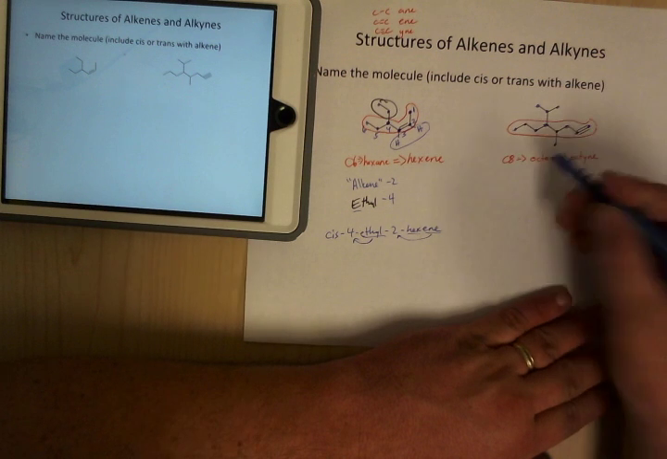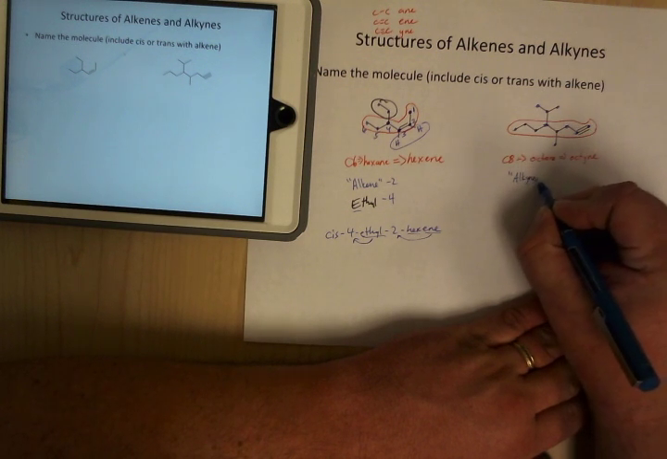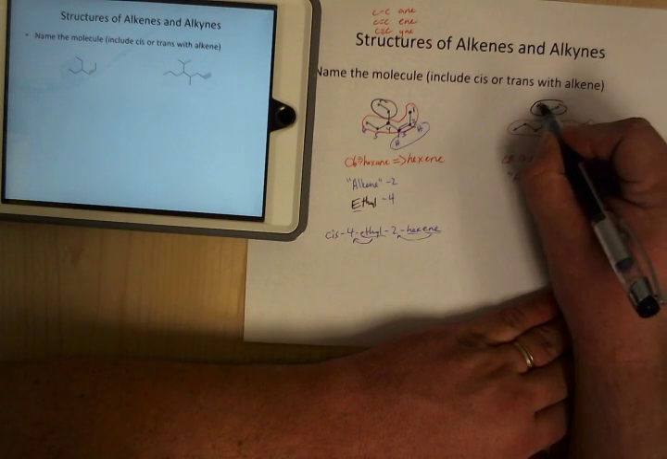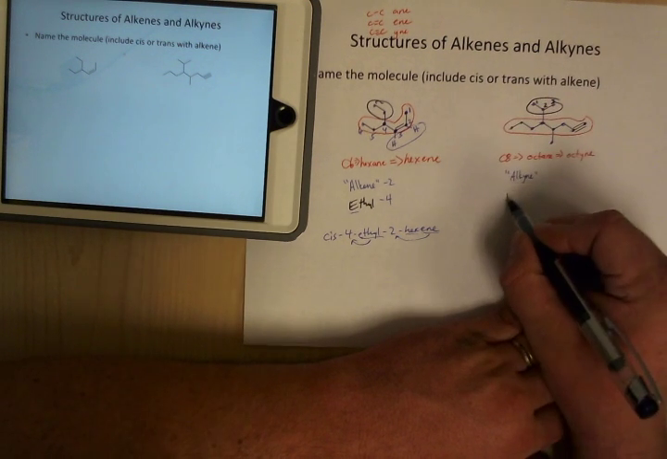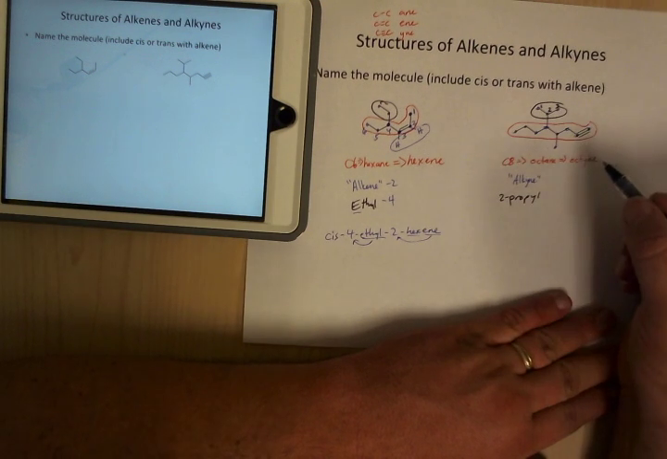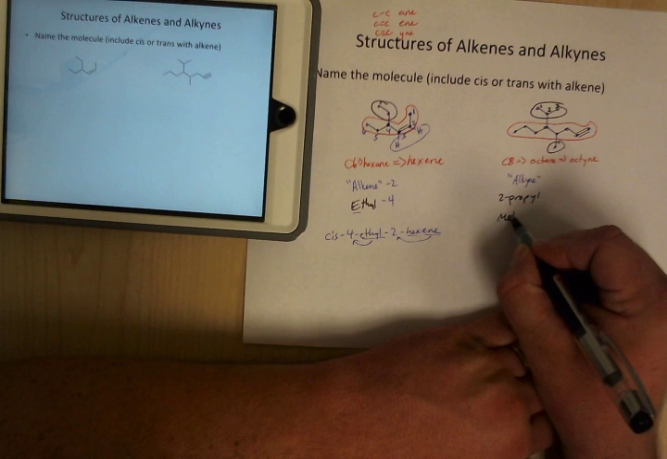Okay, so we're going to need to know where the alkyne is. But we also have this side chain, so it's 1, 2, 3. So it's propyl, but since it's connecting through carbon 2, it's a 2-propyl. We also have this one here, which is a methyl.